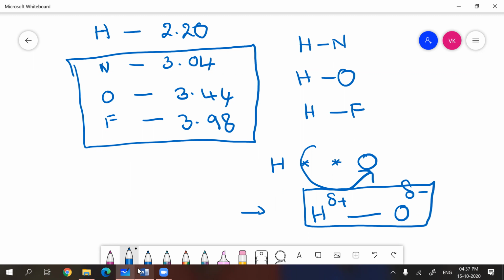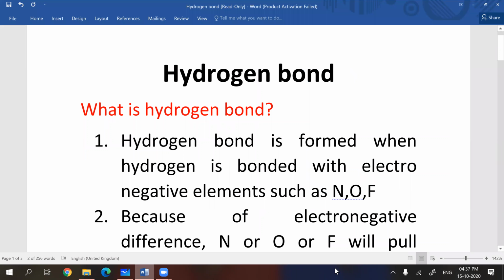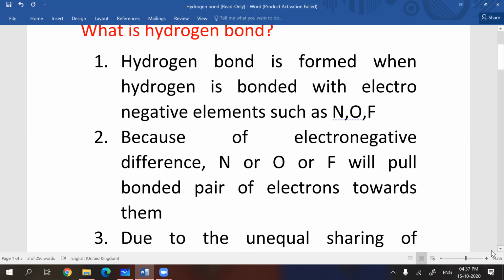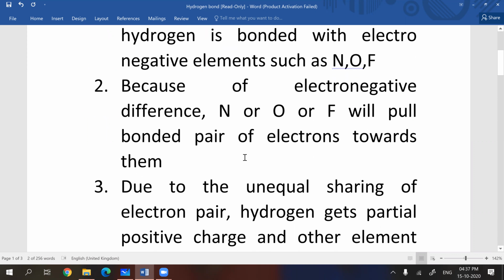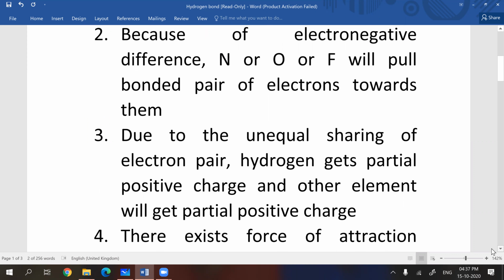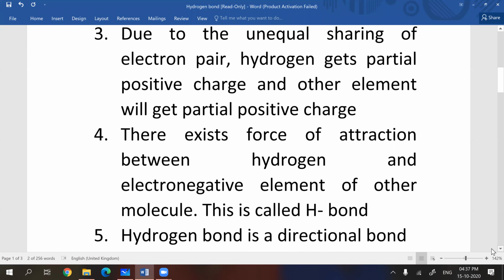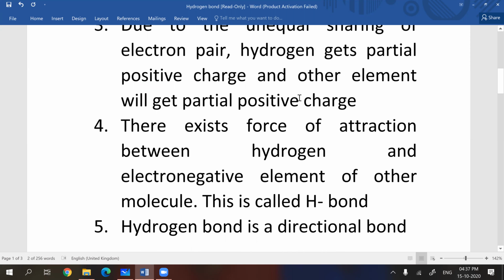The same thing I explained here. Because of the electronegativity difference, the bonded pair of electrons are pulled towards the nitrogen, oxygen, and fluorine elements. Due to the unequal sharing of the electron pair, hydrogen gets a partial positive charge, and the other element gets a partial negative charge. So due to this reason, charge separation will take place.